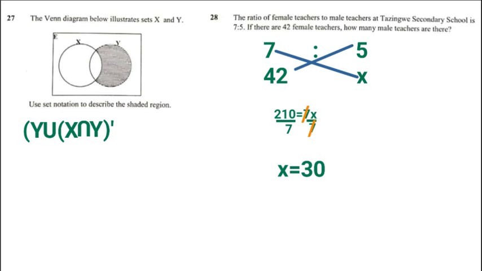Now like I said earlier on, I'm going to change where I wrote Y in question 27. It's not supposed to be Y. It should read X union, open bracket, X intersection Y, complement. The shaded area contains elements that are not found in that set I've labeled there. If you have any questions, you can ask. Otherwise, let's go to question 29.